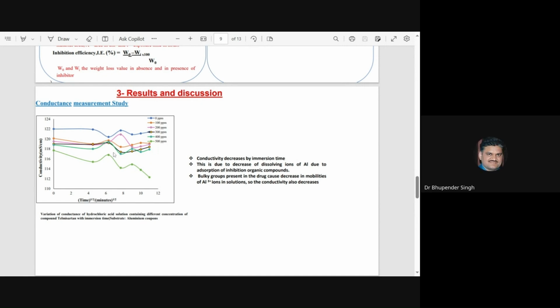So, what is the reason for this best condition that you are getting at 500 ppm? Can you suggest the mechanism for that? Sir, all these studies showed that this is the best optimal concentration for maximum inhibition efficiency.